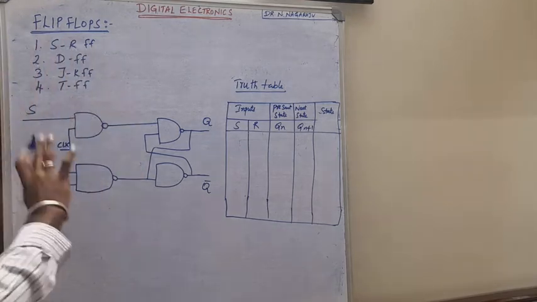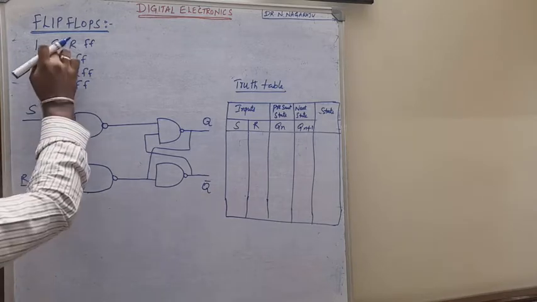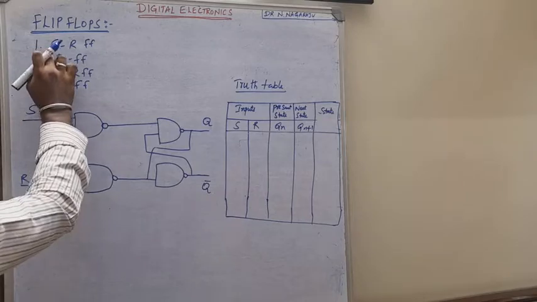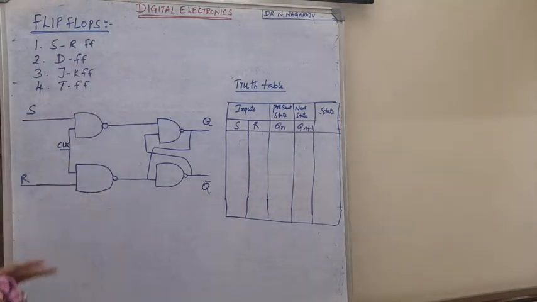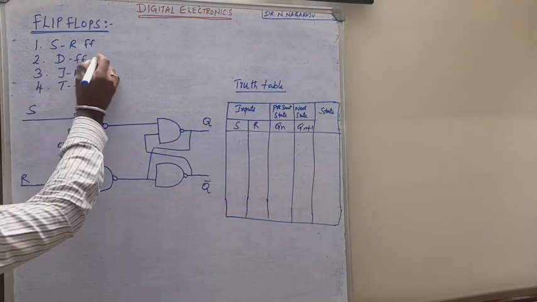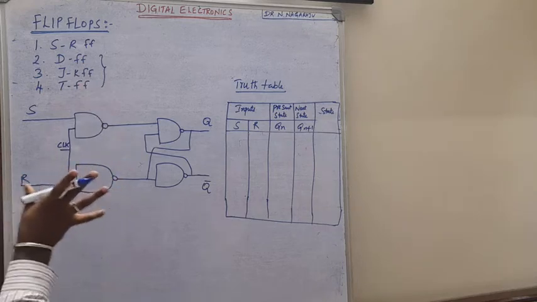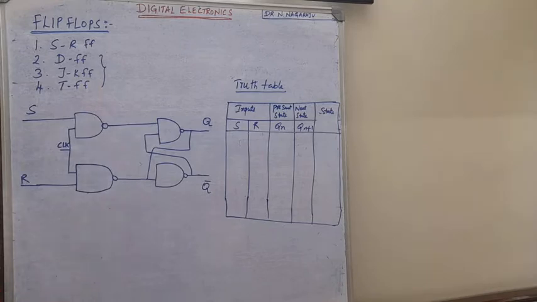For designing all these flip-flops, the basic circuit is what? The SR latch. Here S indicates set and R indicates reset, so it is the set and reset flip-flop. By using this SR flip-flop, I am going to design the D, JK and T flip-flops. For designing all these three, the basic circuit is the SR flip-flop. From the SR flip-flop only we are going to design the remaining flip-flops. Now I am going to explain the SR flip-flop first.